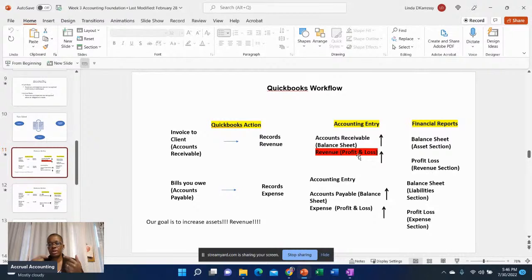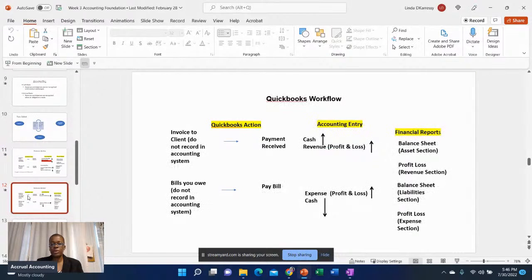Now, the difference between accrual and cash. If we look at cash, say you do not invoice a client. You go do the work, you give them some type of invoice, and they pay you right then. Maybe they just swipe their card on a Square machine. You actually got that cash, you got that payment. That's what cash basis is.